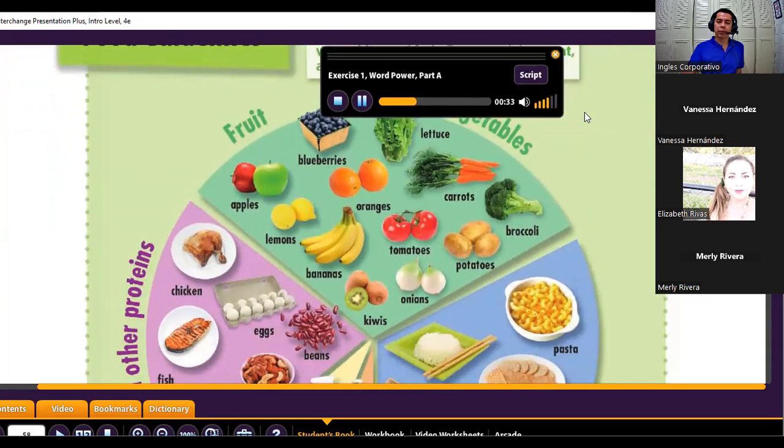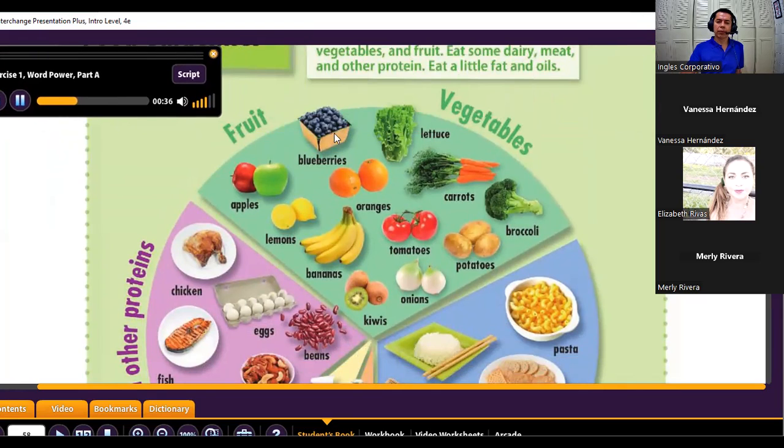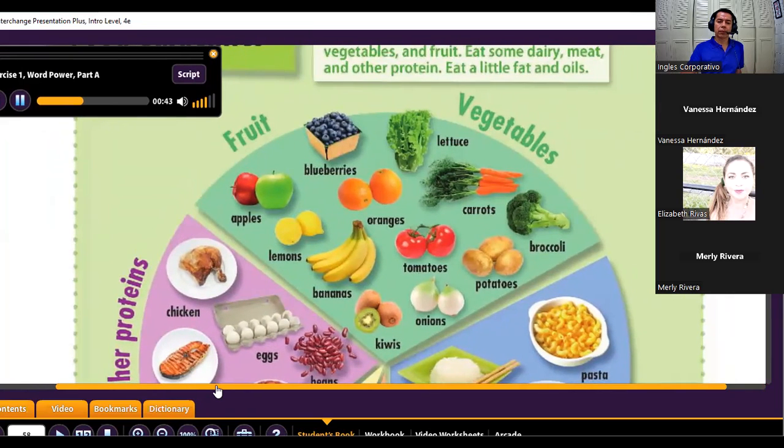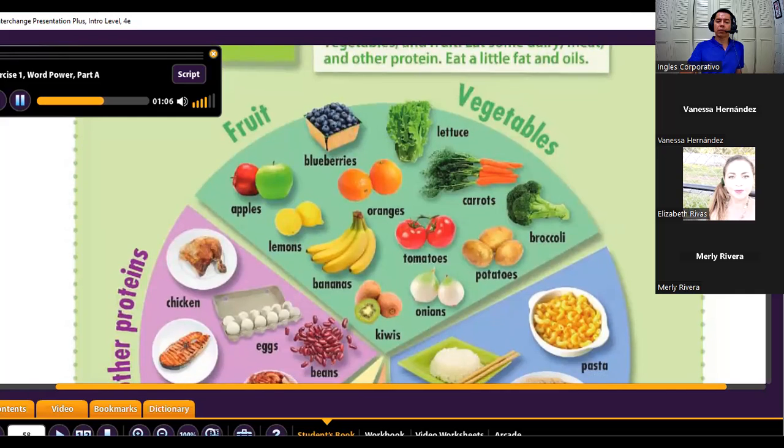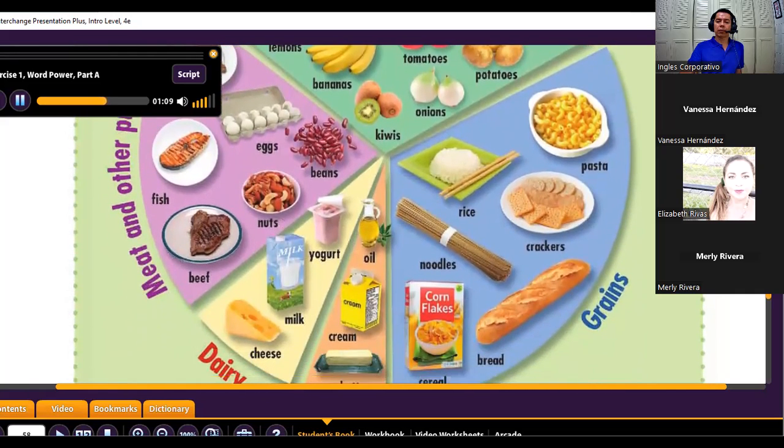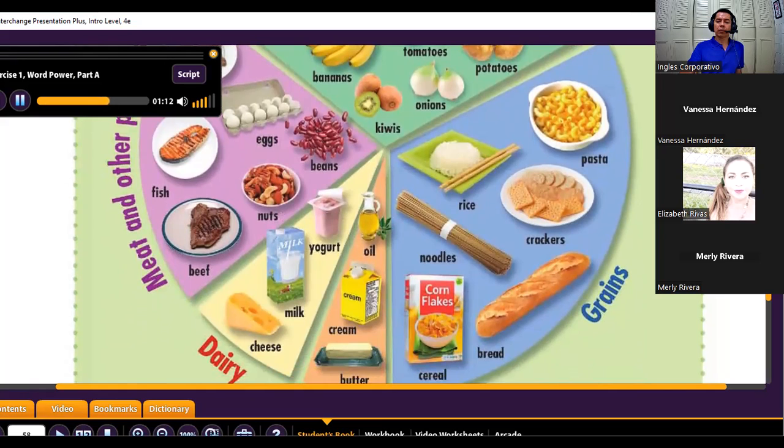Listen and practice. Fruit. Apples. Blueberries. Lemons. Oranges. Bananas. Kiwis. Vegetables. Lettuce. Carrots. Broccoli. Tomatoes. Potatoes. Onions. Grains. Rice. Pasta. Crackers. Noodles. Bread. Cereal.